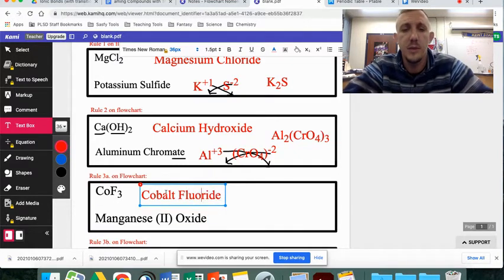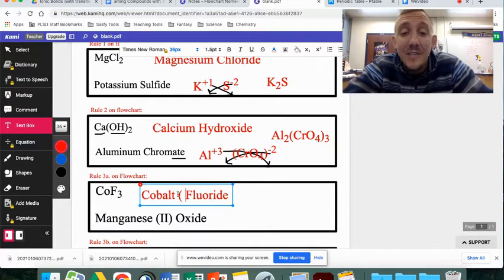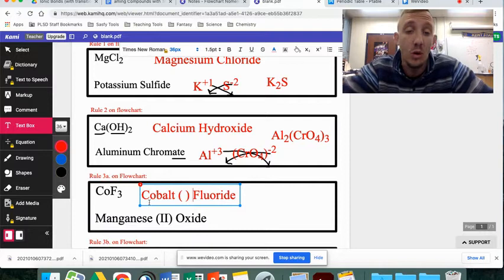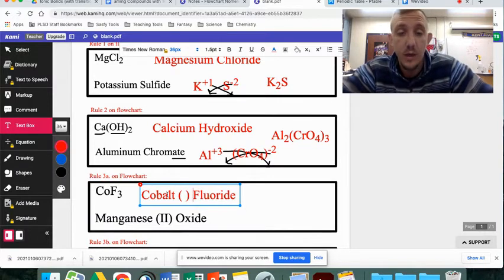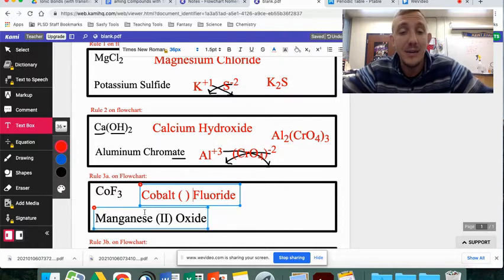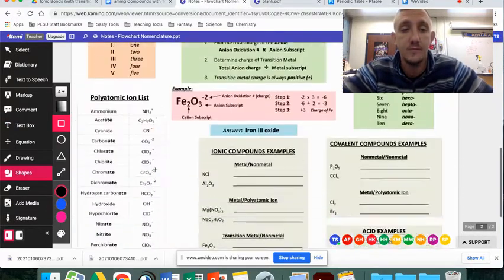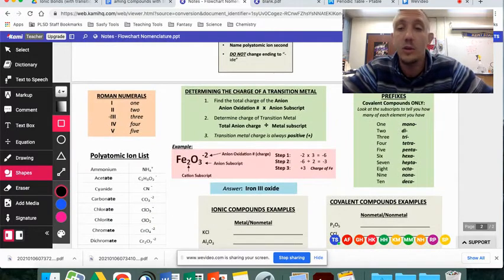But the rule states I have to have a Roman numeral after cobalt. And how do you find the Roman numeral? You can see down here, I've given you one that has the Roman numeral. This Roman numeral tells me the charge. If you look on your flow chart, I've given you the Roman numerals that you are going to be using: 1, 2, 3, 4, 5.